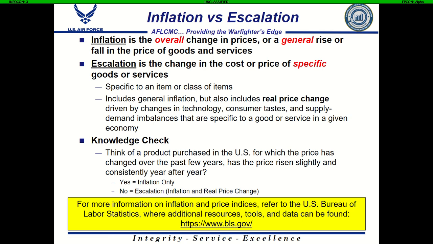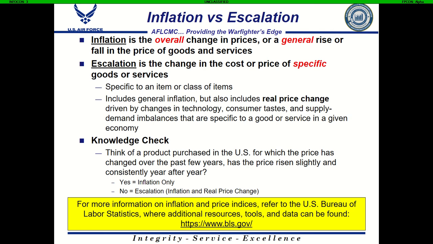So if you think about a product in the U.S. for which prices have changed over the past few years, ask yourself, has the price risen slightly and constantly over the years? If the answer is yes, then you're probably talking about inflation. If the answer is no, and the price has risen dramatically or actually decreased, then you're talking about escalation, because this is the reality of that real price change impacting the price of that product.